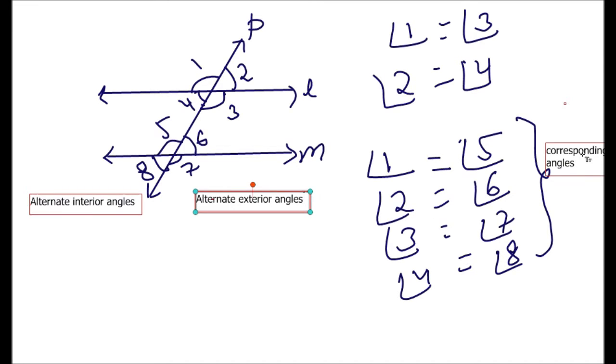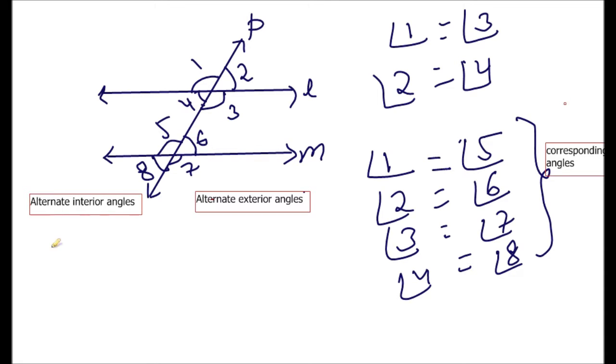So these angles are corresponding angles. All these corresponding angles are equal to each other. Similarly, we have some other sets like alternate interior angles. Alternate interior angles means angle 3, if you see angle 3 is an interior, so this is inside, so we'll take angles 3, 4, 5, 6 as interior angles.